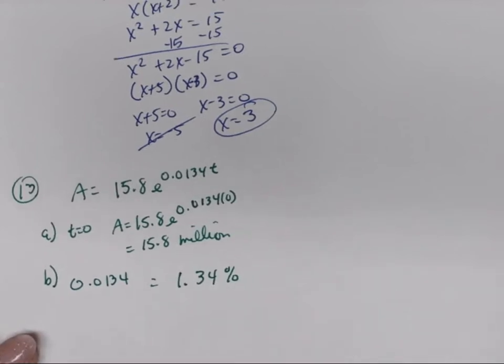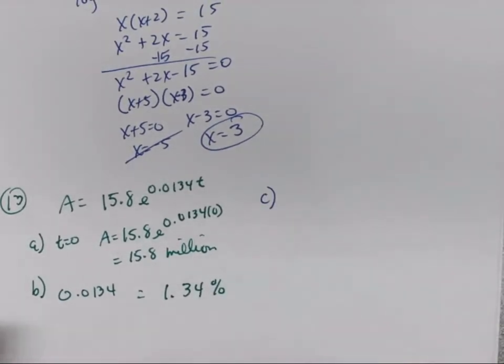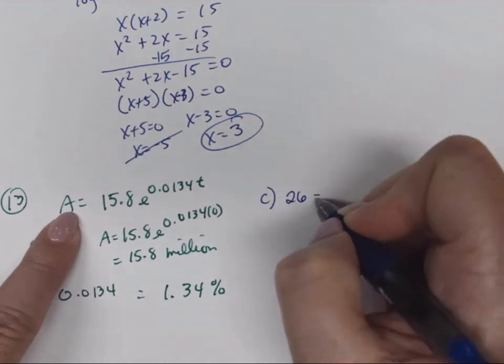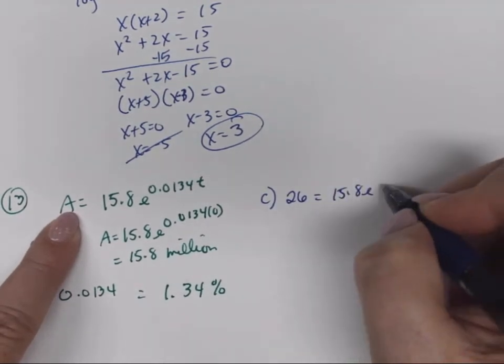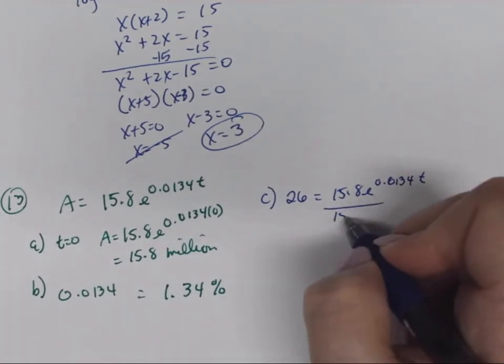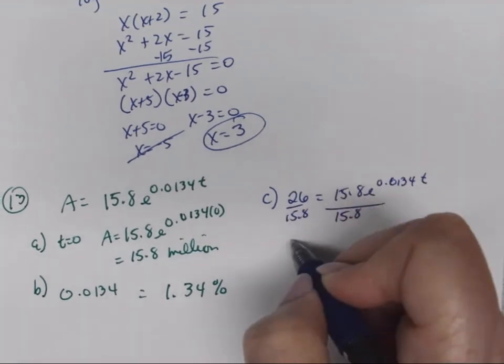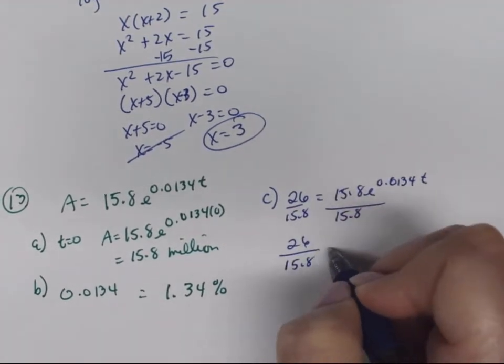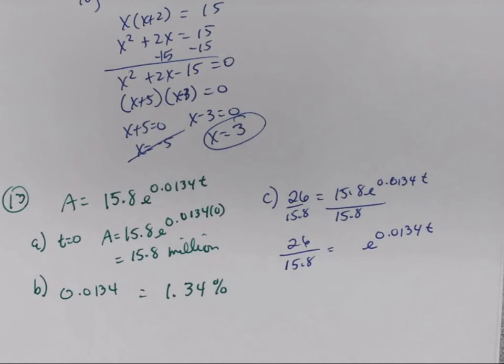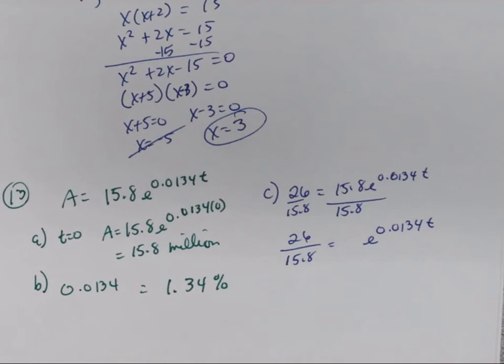Now for part C, we are asked to find how long it will take for the population of Texas to reach 26 million. Well, that means the total population is 26, and we're finding out the year, so 0.0134 t. So I'm going to start out by dividing by 15.8. So 26 divided by 15.8 will equal e to the 0.0134 t. Now, I'm not going to do anything with that. I'm just going to leave it be. I'm not going to change it to a decimal or anything, because you don't want to round too soon.